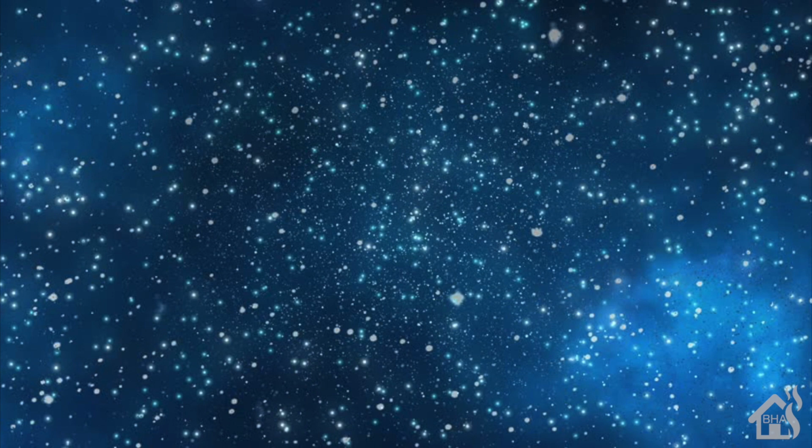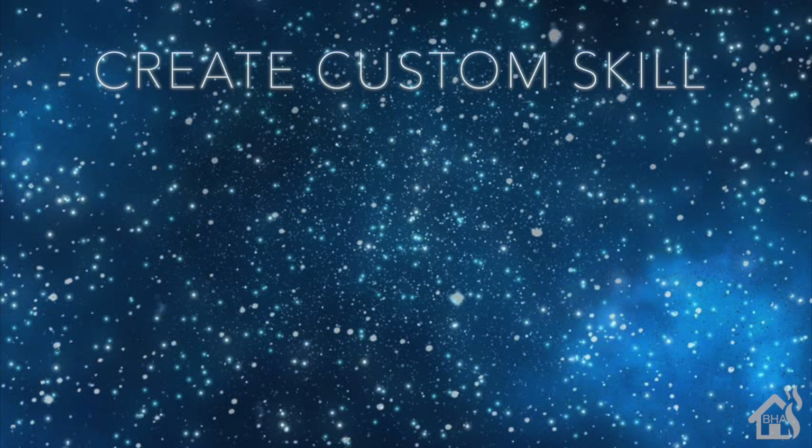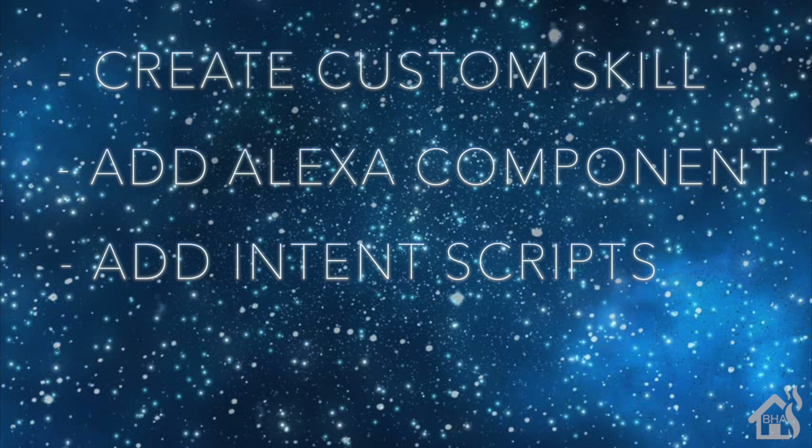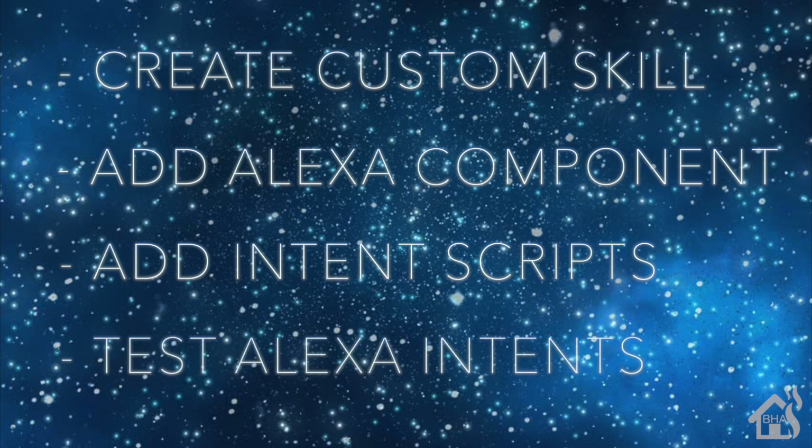All right, so just to run down what we're going to do in this video, we're going to create our custom skill. Secondly, we're going to add the Alexa component in our Home Assistant configuration, as well as add the intent scripts. And lastly, we are going to test those intent scripts out and show you how that works with Alexa.